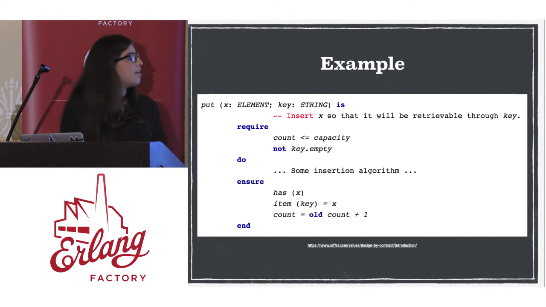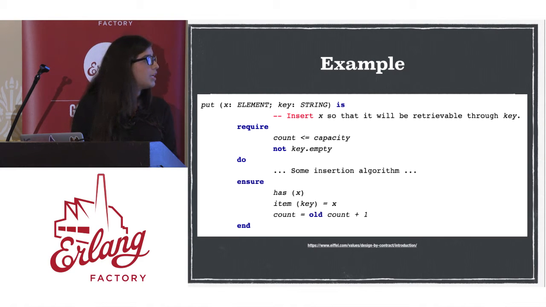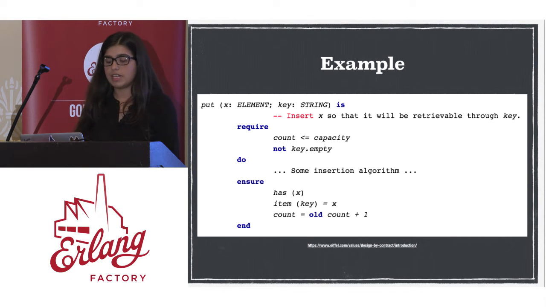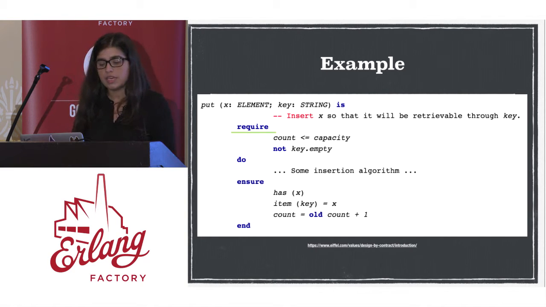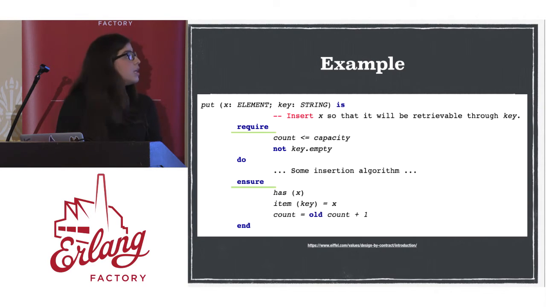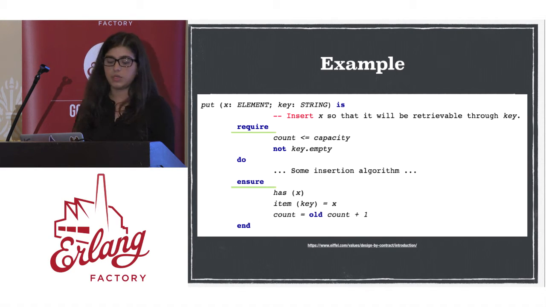So here we have an example in a piece of code in an Eiffel version. It is a routine called put of the class dictionary, where we have a value that can be inserted in the dictionary and will be retrievable through a key. So we can see here the require clause. It is introducing an input condition, or a precondition. And the ensure clause introduces an output condition, or a postcondition. Both of these conditions are examples of assertions, or contract clauses, associated with software elements.